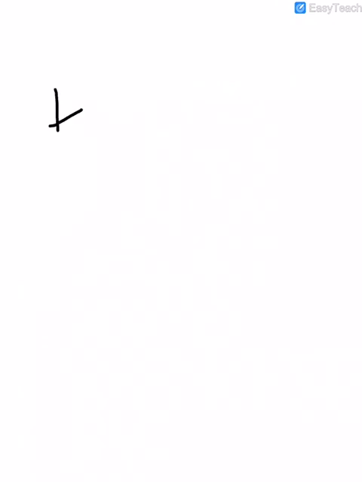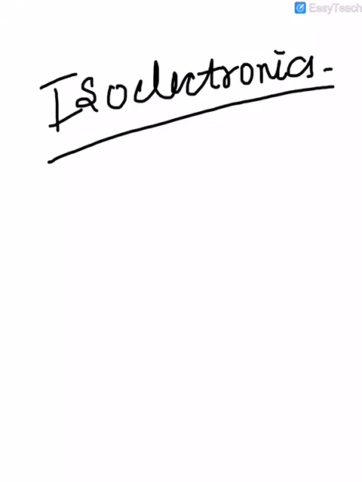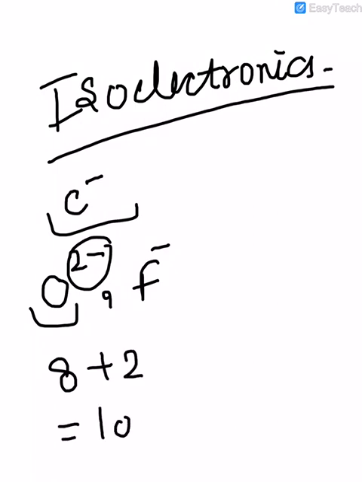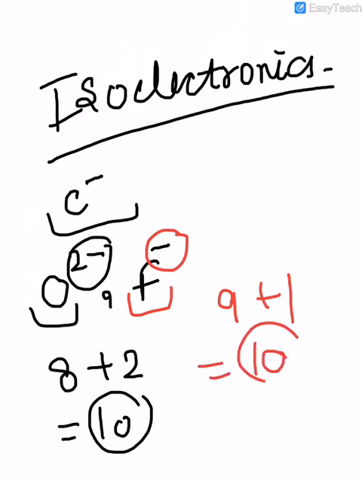Now our next term is isoelectronic species. The species having the same number of electrons are known as isoelectronics. If I take the example of oxygen and fluorine, the atomic number of oxygen is 8 and it gains 2 electrons, so 8 plus 2 is equal to 10. So O2 negative has 10 electrons, the same as fluorine. The atomic number of fluorine is 9 and one extra electron for the charge, right? So both have the same number of electrons, that is 10. So both are known as isoelectronics.